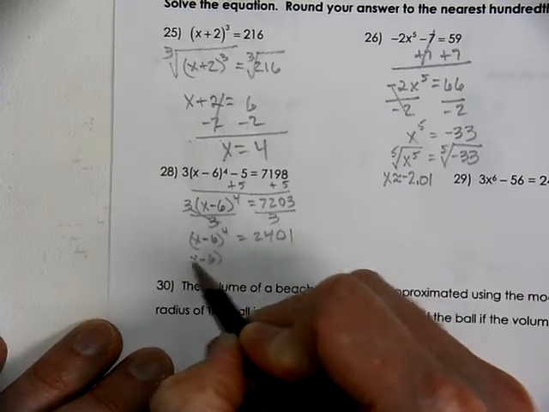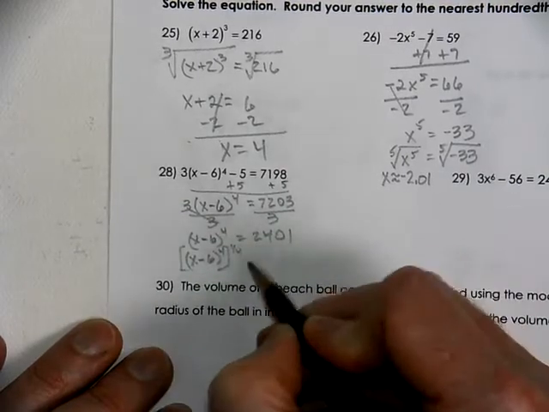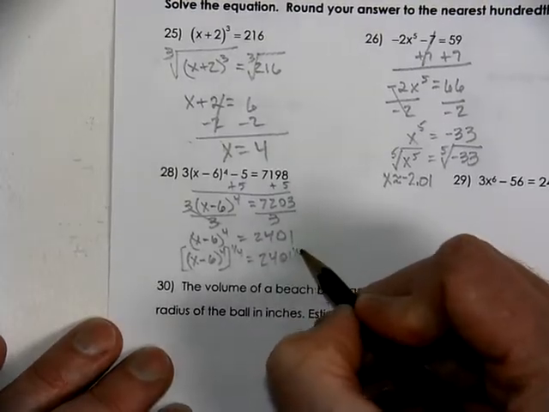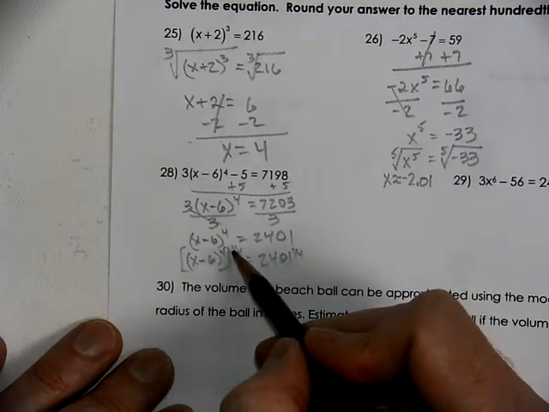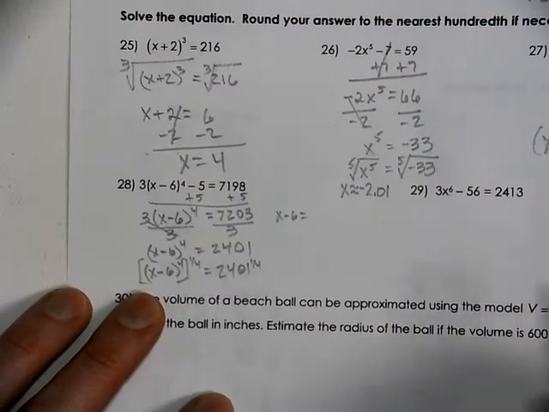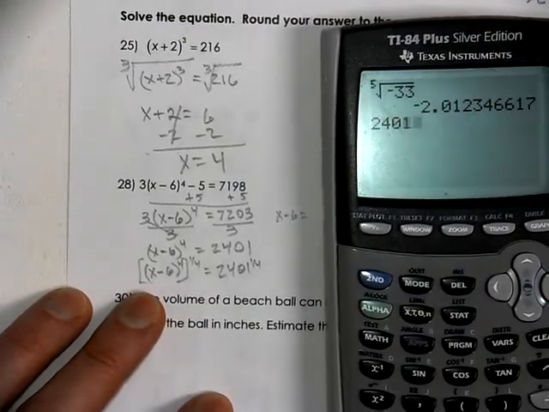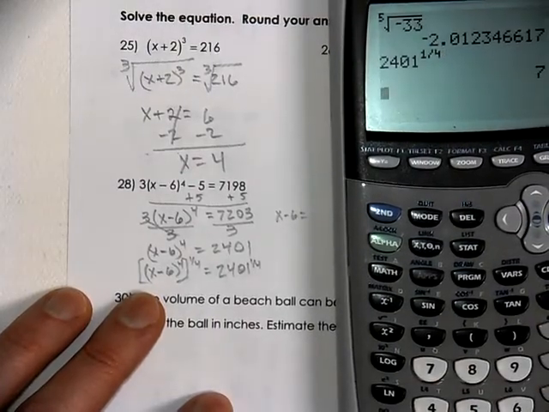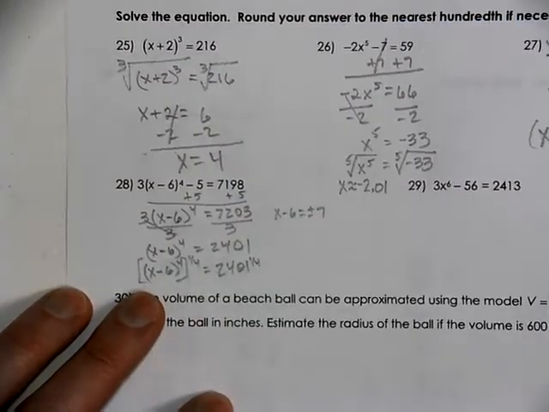So we can take our x minus 6 to the 4th power. We can raise that to the 1/4. That means we're going to take 2,401 to the 1/4. Now we have to remember that this is an even number. Crosses out. So we get x minus 6 and the 4th root. So 2401 raised to the 1/4 is going to be 7. That's going to be a plus or minus 7.